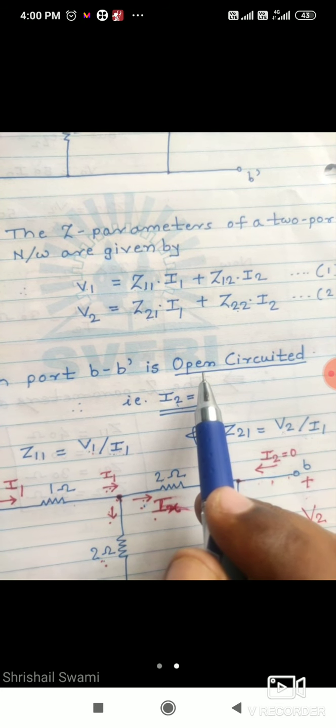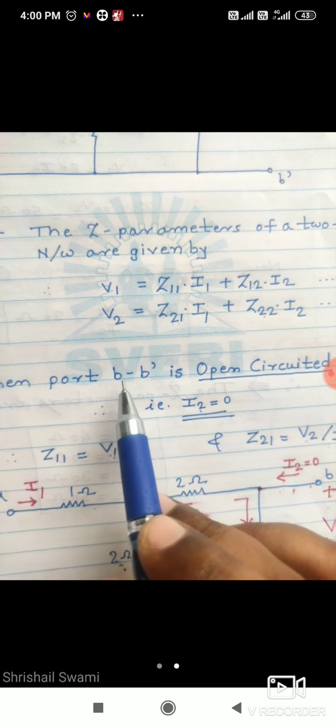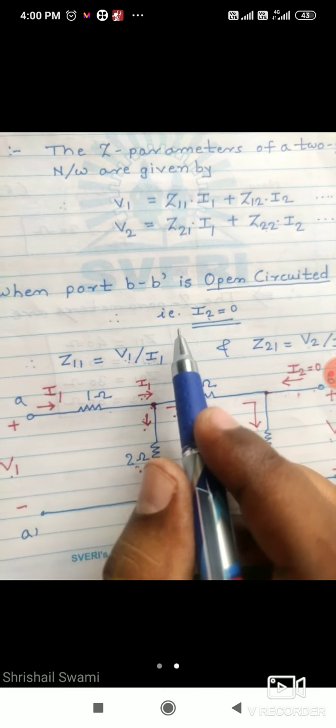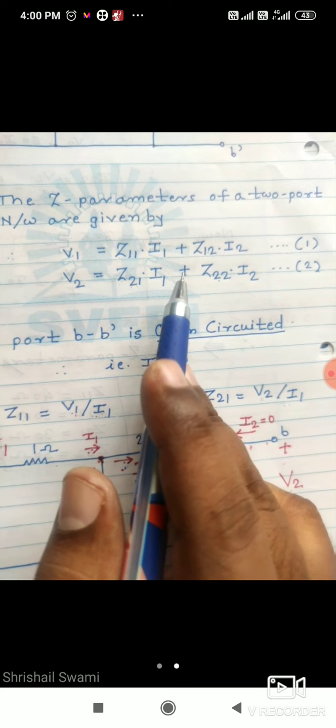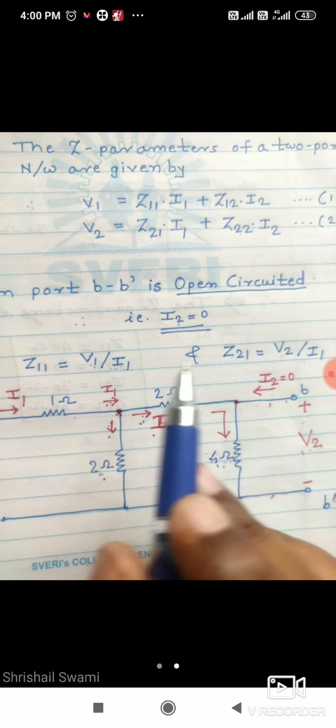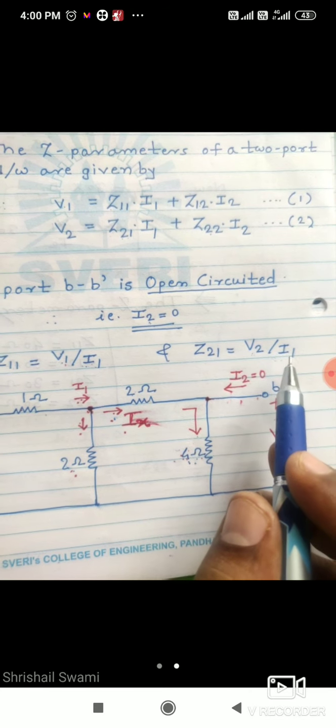So which part of the circuit are you opening? Second port, that is port B dash. So that is I2 equal to 0. So when you put I2 equal to 0 in equation number 1 and 2, you will get two parameters, Z11 and Z21. So Z11 is equal to V1 upon I1 and Z21 is equal to V2 upon I1.